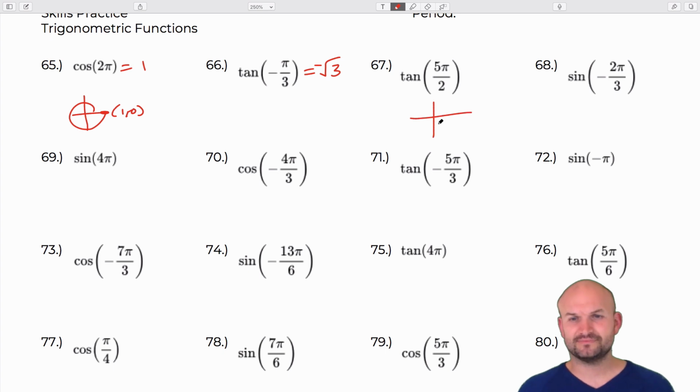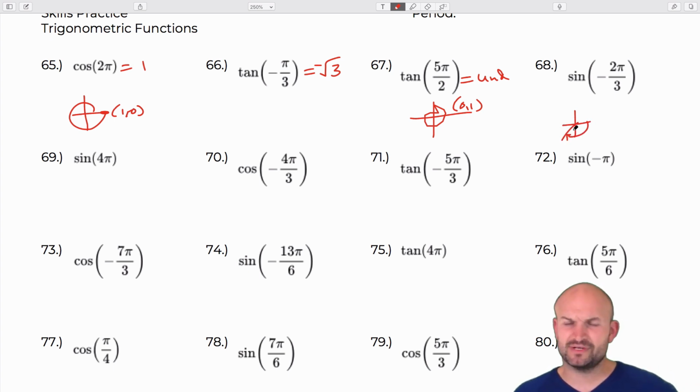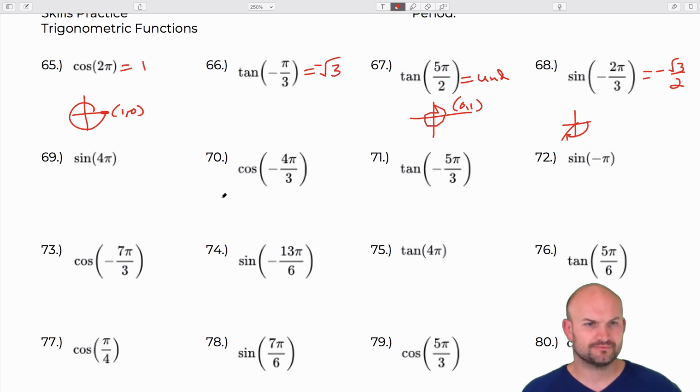5 pi halves is pi halves, 2 pi halves, 3 pi halves, 4 pi halves, 5 pi halves, right? So, jeez, I don't know why you do that to me. So that's the coordinate point 0, 1. So y over x is just going to be, again, undefined. Negative 2 pi over 3. Let's see, negative 2 pi over 3 is in the third quadrant, so sine is negative. So that's going to be a negative square root of 3 over 2.